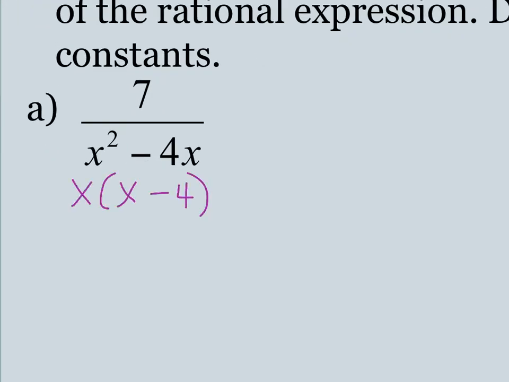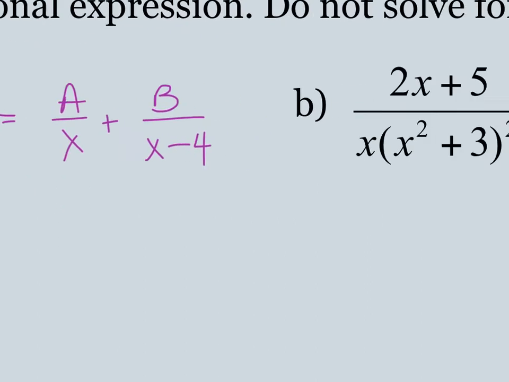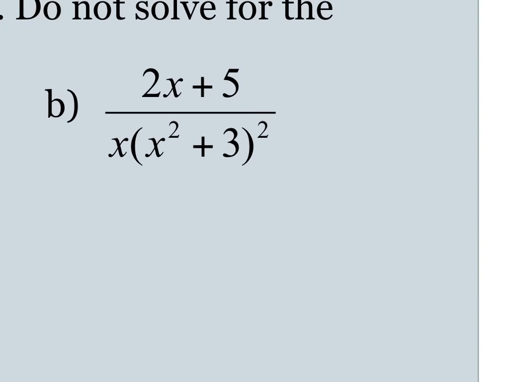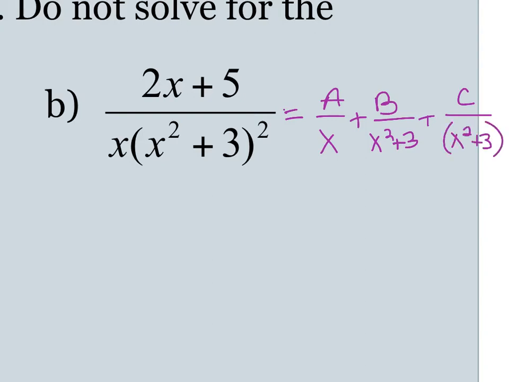Is there a repeated factor there? No. So even though it's squared in the beginning, if I factor it out, there's not a repeated factor. This is your normal a over x plus b over x minus 4. When you look at b, can you factor this out? No. And there's actually 3 terms there. X, and then x squared plus 3, and x squared plus 3 repeats again. So this gets an a over x, a b over x squared plus 3, and a c over x squared plus 3 to the second.